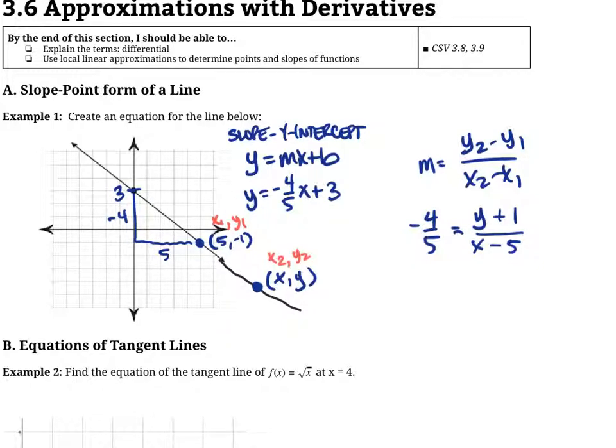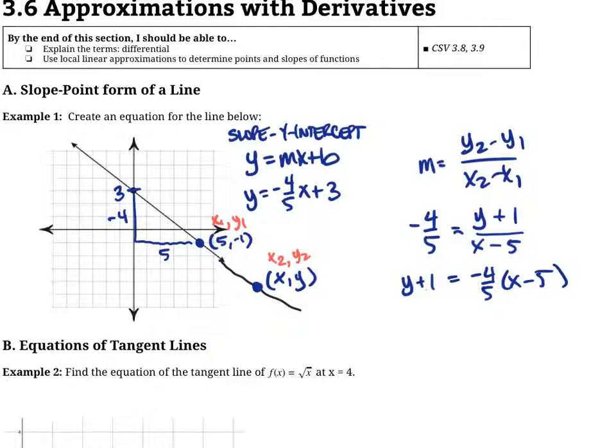Now, that's sort of ugly because we've got the fraction there. So usually what we do when we see this kind of form is we sort of cross multiply that x minus 5 up to the top, and you end up getting something that looks like this. Y plus 1 equals negative 4/5 (x minus 5). And this is just another form of a line.